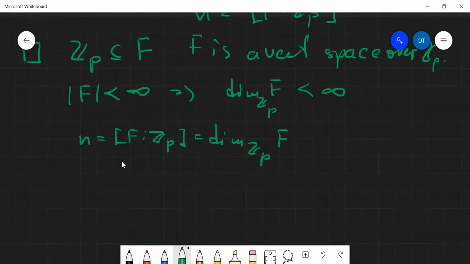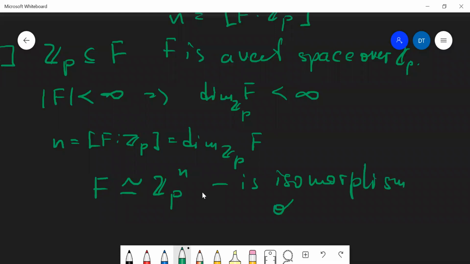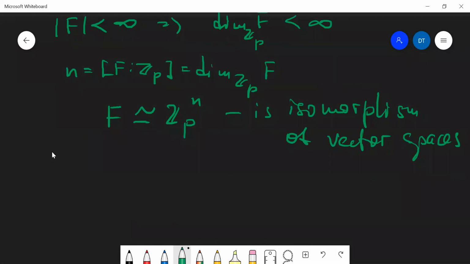But if you have a finite dimensional vector space and you choose a basis, then it simply means that as a vector space, F is isomorphic to ZP to the n. This is an isomorphism of vector spaces. So the amount of elements here is exactly the same as the amount of elements here. But here you have p to the n elements. And that's it.